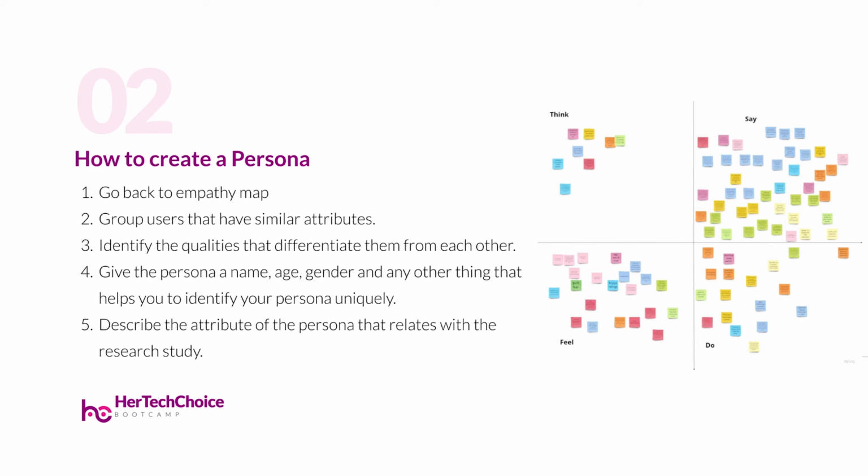So you can name your persona Bola, you can name it Shade, you can name it your boyfriend's name, you can name it whatever. It's just for identity. Then the last step is to describe the attributes of the persona that relate to the research study.